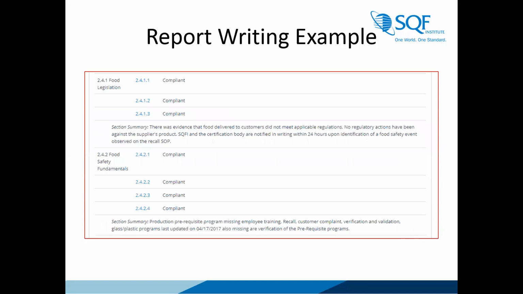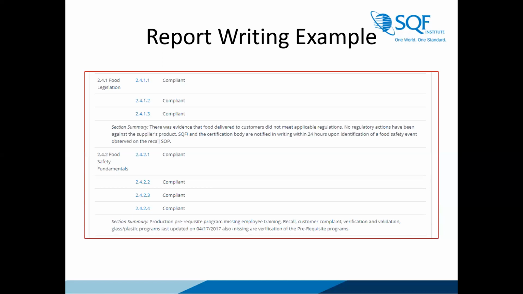The next example that I want to share with you is regarding the written evidence here. If you look at this sectional summary that we have, it says there was evidence that food delivered to customers did not meet applicable regulations. No regulatory actions have been taken against the supplier's product. SQF and the certification body are notified in writing within 24 hours of identification of a food safety event observed on the recall SOP. And on the second instance, it's regarding production prerequisite programs missing employee training, recall, customer complaint, verification and validation, etc., also missing verification of the prerequisite programs.